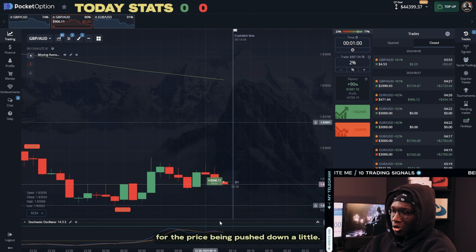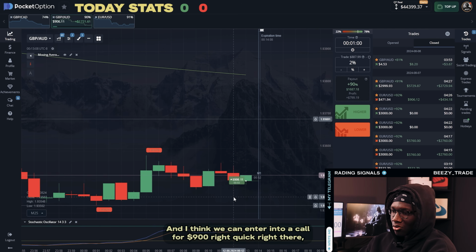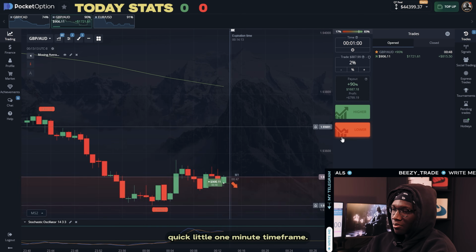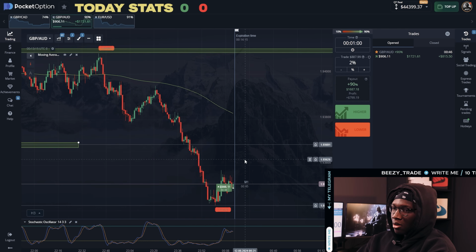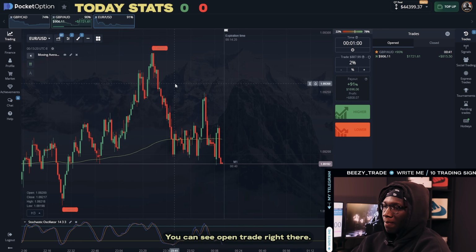See that price being pushed down a little, and I think we can enter into a call for $900 right quick right there. Quick little 1-minute time frame. So as you can see, let me show you my open trade. You can see the open trade right there.